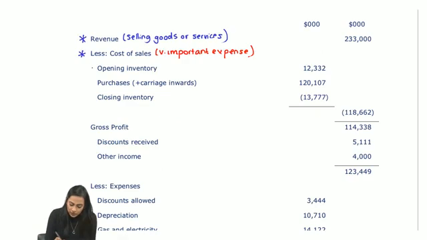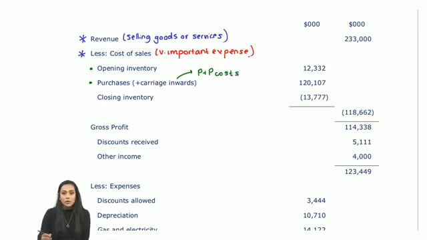We start off with opening inventory, how many goods you had at the start of the period. You add on your purchases, meaning how many goods you bought during the period, and you add on any carriage inwards. Carriage inwards meaning postage and packaging costs that you paid to bring the goods towards you. But you minus any closing inventory.